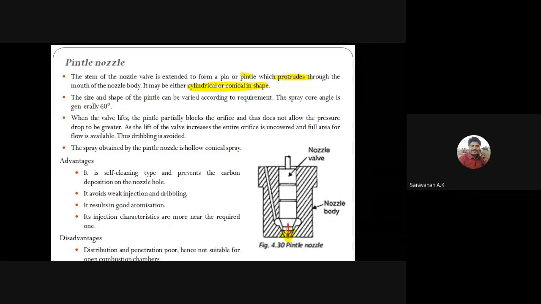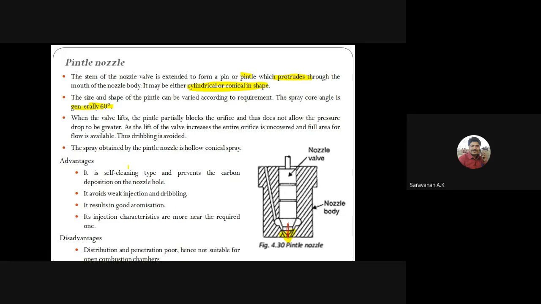This type of shape will increase the cone angle. It is generally about 60 degrees. For the single hole and multi-hole we can get only up to 45 degrees, but in this type of nozzle we can get a 60 degree cone angle, so the spray will be somewhat wider, and the distribution will be somewhat better.